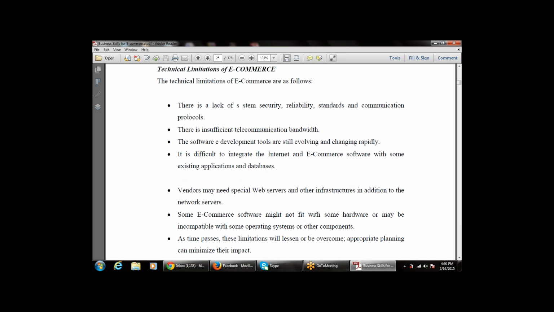Then the next point says vendors may need special web servers and other infrastructure in addition to the network servers. Some e-commerce software might not fit with other hardware or may not be compatible with some operating systems or other components. As time passes, these limitations will lessen or be overcome. Appropriate planning can minimize their impact.